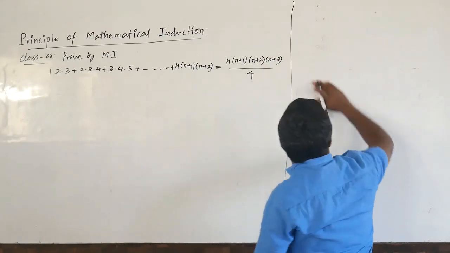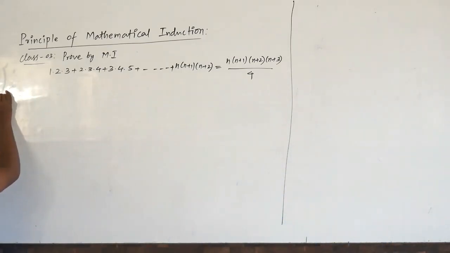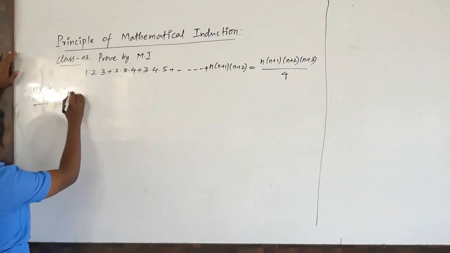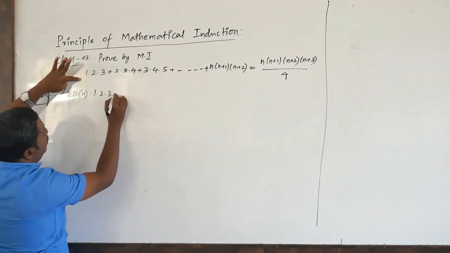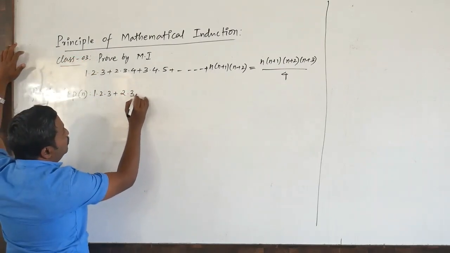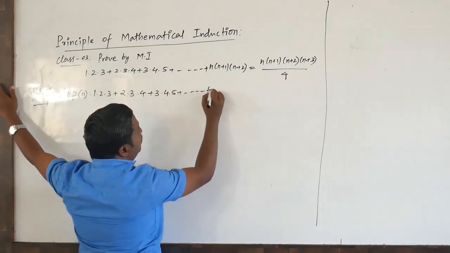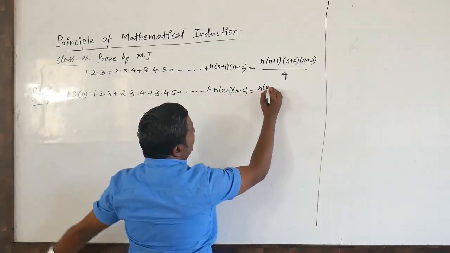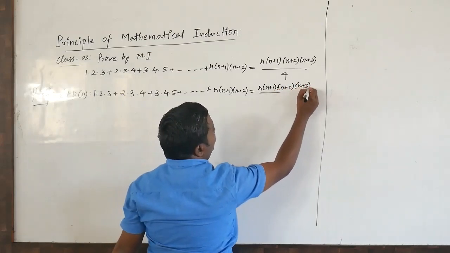But I will keep giving a step by step explanation. So let us take the proof. Before going to solve the proof, let us take P of n. The given statement is P of n: 1 into 2 into 3, second 2 into 3 into 4, third 3 into 4 into 5 and so on, plus n into n plus 1 into n plus 2 is equal to n into n plus 1 into n plus 2 into n plus 3 by 4.